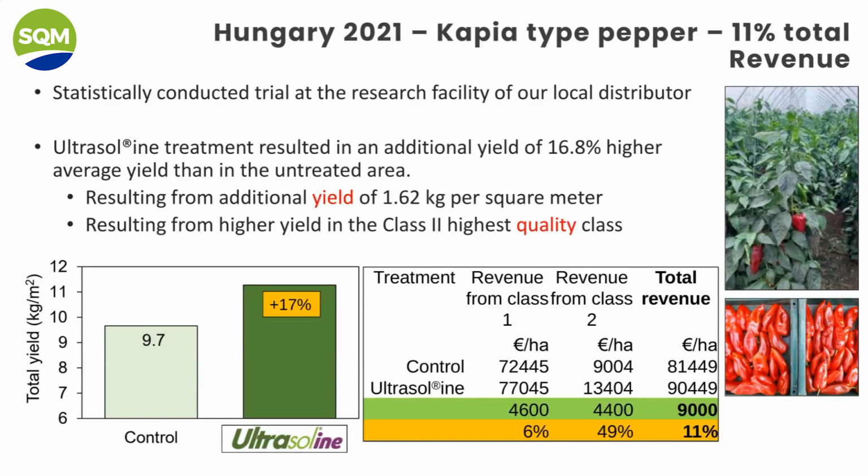Good to notice that this higher yield, of course, led to a total revenue and economical impact increase. But it's also good to see that, especially in the highest quality class, here mentioned in this table as the revenues from class 2, which is the highest quality class. There you see that with a total revenue contribution of 9,000 euro per hectare in the ultrasaline treatment, 4,400 euro came from an increase of fruits in the highest quality class. The increase there was 49%.